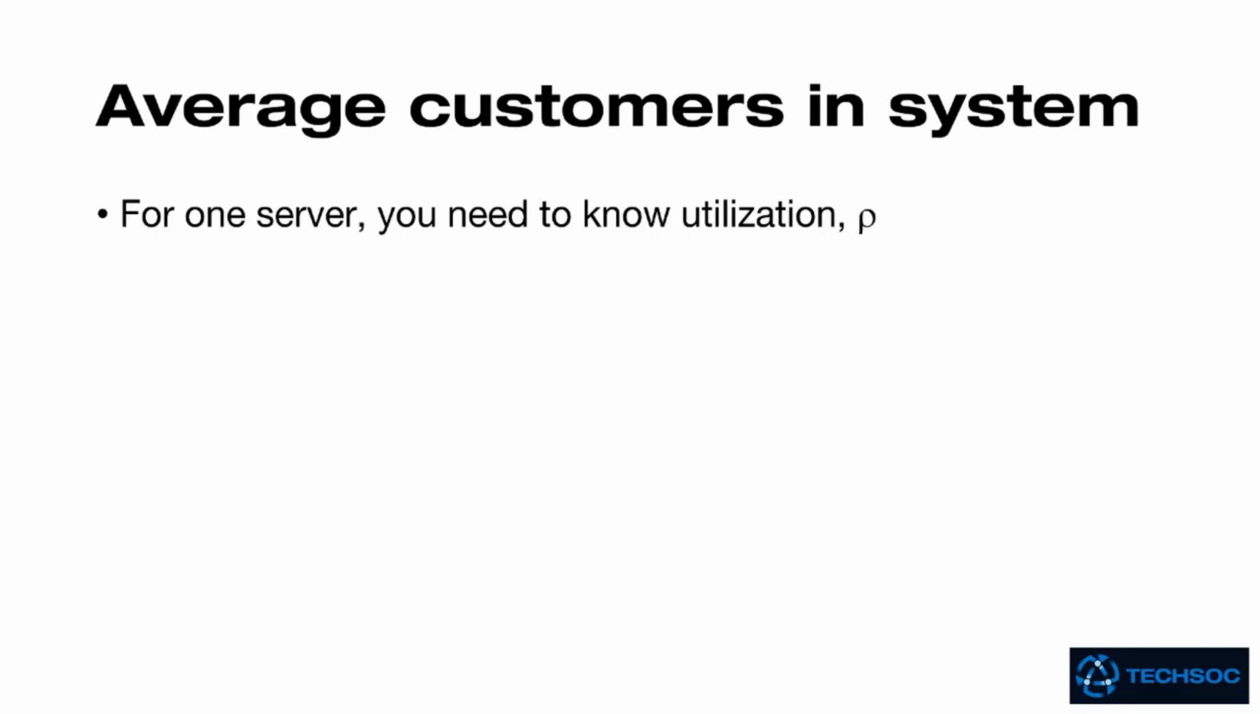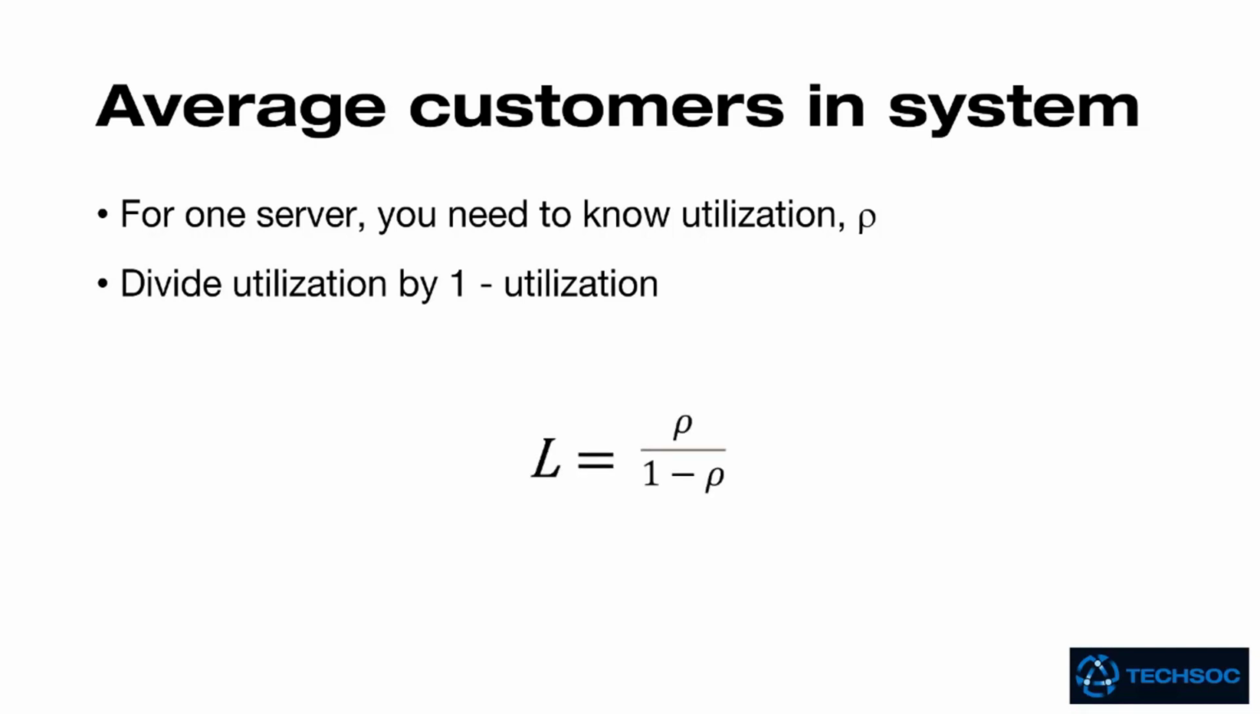For one server, you need to know the utilization, rho. And then you divide utilization by 1 minus the utilization, and here's what that formula looks like. You have L, average customers in the system, equals rho divided by 1 minus rho.